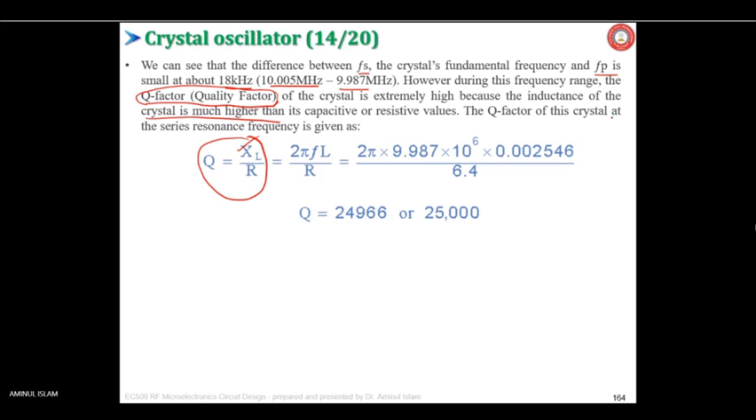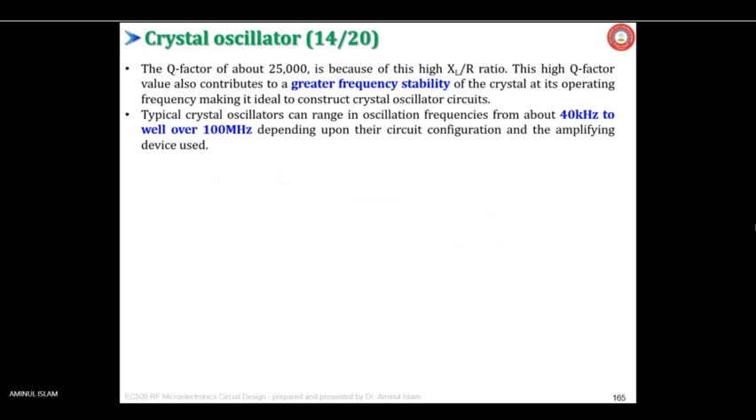And the Q factor of this crystal at series resonant frequency is given by 2 pi FL by R, which is about 25,000. The Q factor is quite high. The Q factor of 25,000 is because of this ratio XL by R. This high Q factor value also contributes to a greater frequency stability of this kind of oscillator.